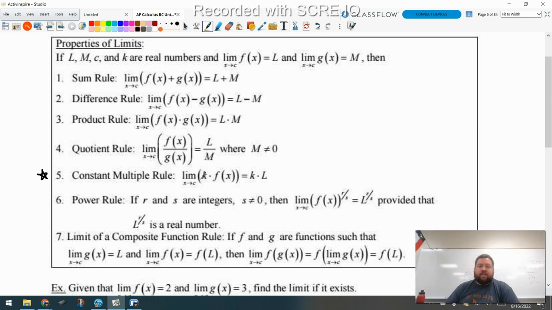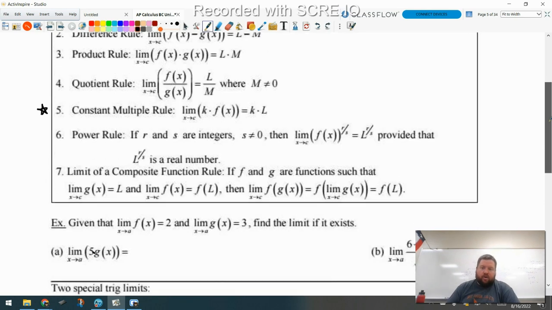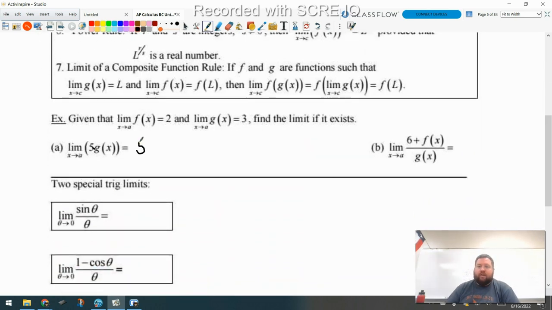That if we have a constant inside there, we can pull that constant out. Where the limit as x approaches c of f of x is equal to l, so it's k times that limit. Okay, so we can rewrite this like this. 5 times the limit as x approaches a of, oh, sorry, g of x. All right, and then they told us what that limit's equal to. That limit's equal to 3, so this is 5 times 3, which is 15.